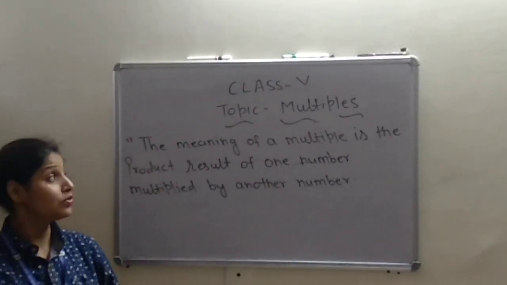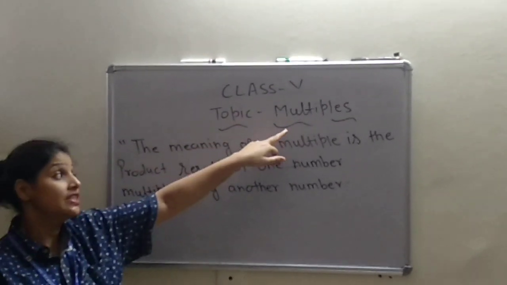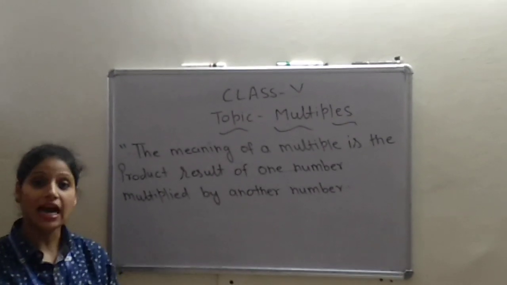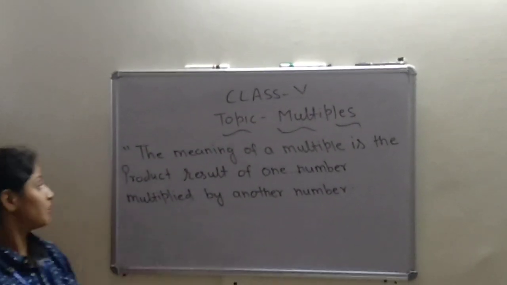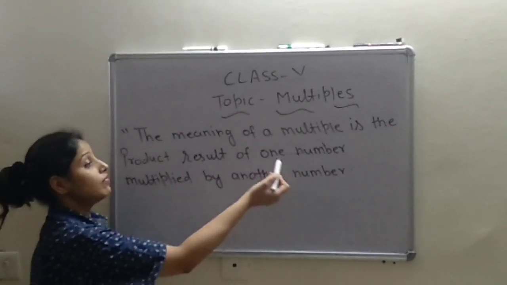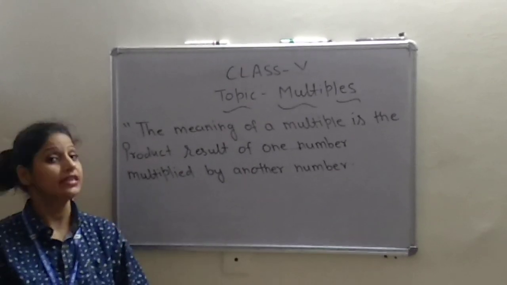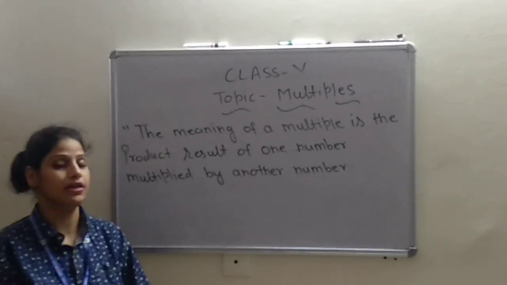Today I am going to take the next topic from factors and multiples, which is multiples. So we will start with the definition of multiples. The meaning of multiple is the product result of one number multiplied by another number. Let's understand this definition in a practical way.